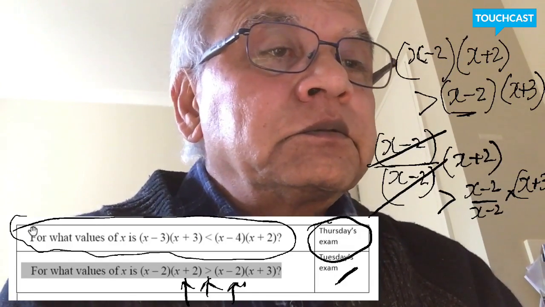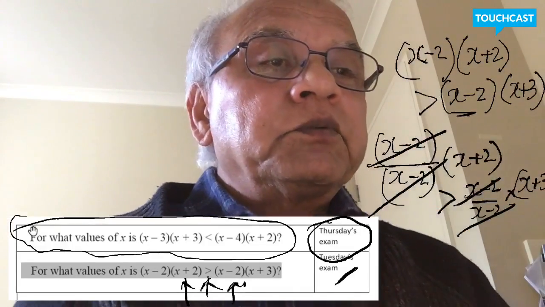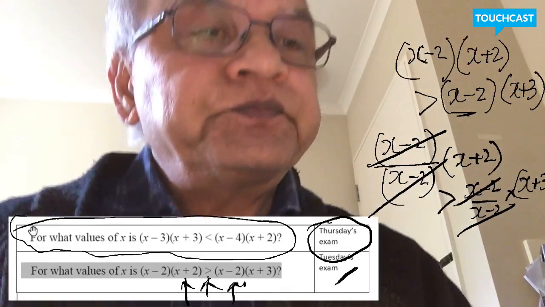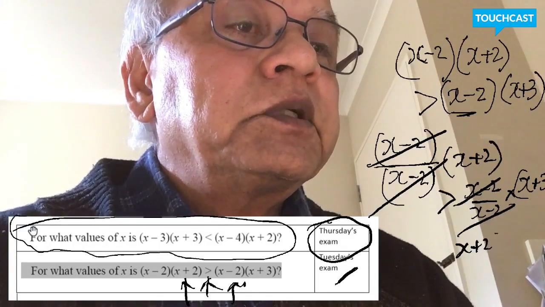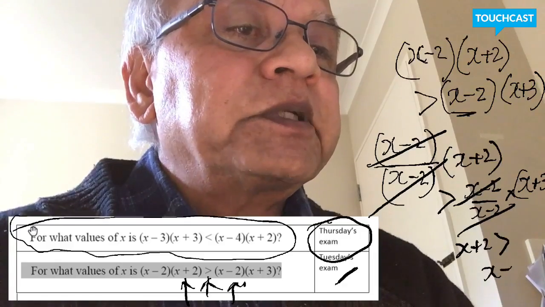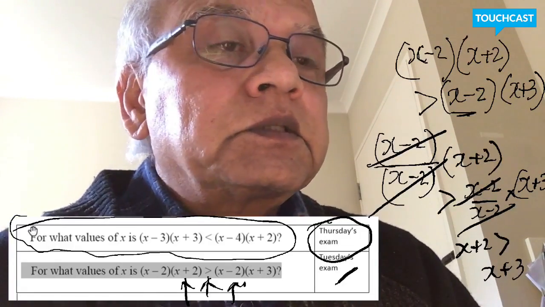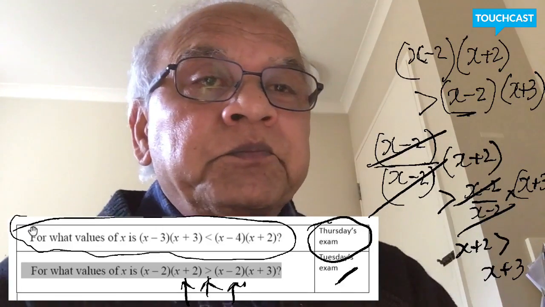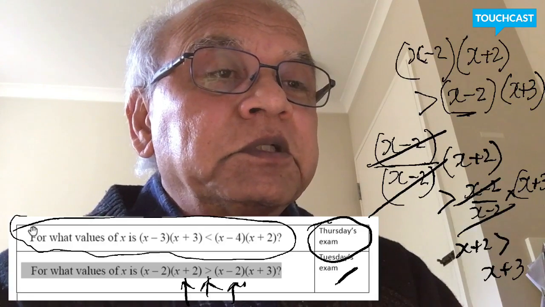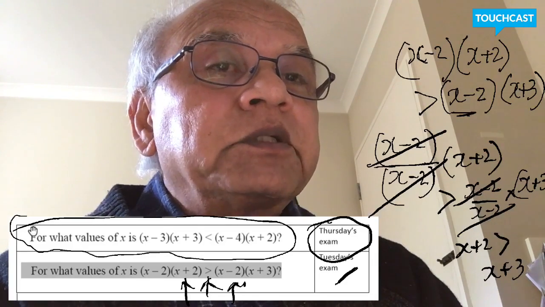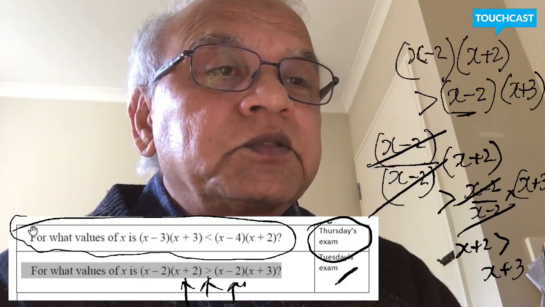Now we cancel and we end up with pretty simple stuff. X plus 2 is greater than x plus 3. What a temptation, because some of the students who are quite familiar with the cancellation process will try to do it and end up in trouble. Now my question is, why this trouble?